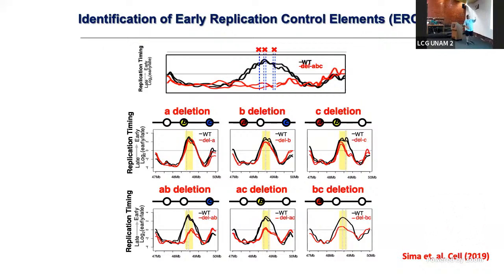Because what Zhao did was go back and delete them one at a time or two at a time, and found that if you delete one of them, there's no effect on replication timing, or C has a small effect, but she never hit on C in all of the deletions that she had done. And if she deletes two of them, it's still the earliest replicating region in the genome.